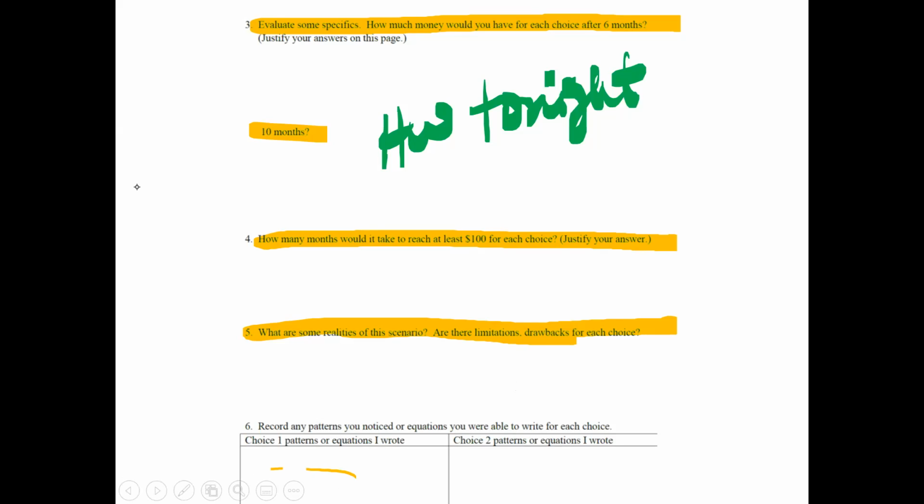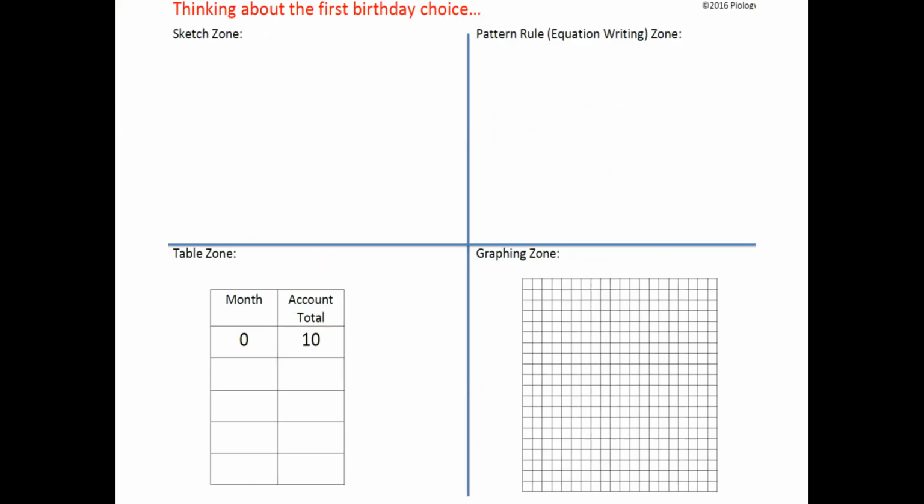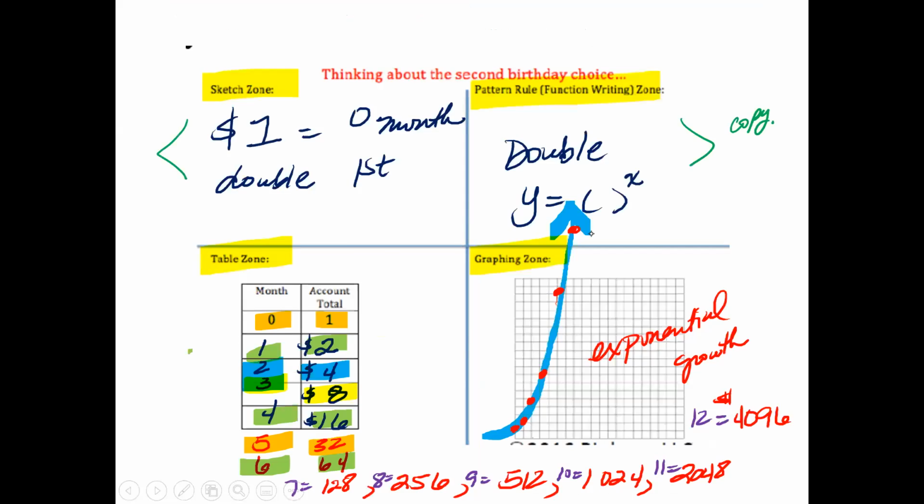How about 10 months? How many months will it take to reach at least $100 for each of the choices? Justify your answers. And what are some realities of the scenarios? Are there limitations or drawbacks for each choice? Well, let's think about this then.